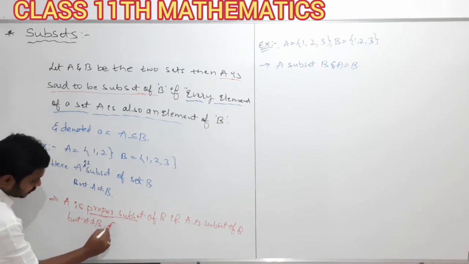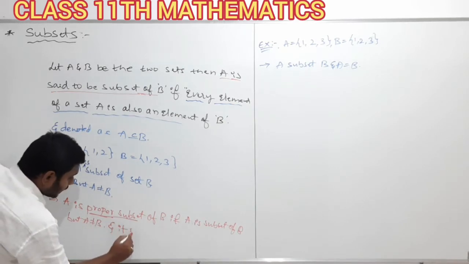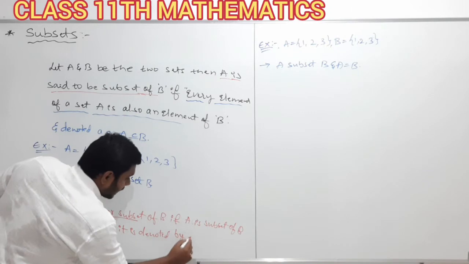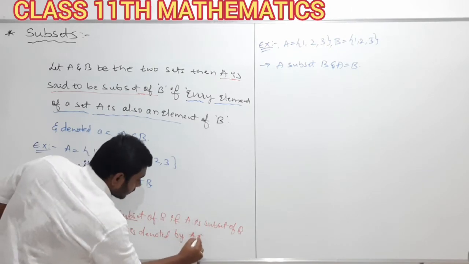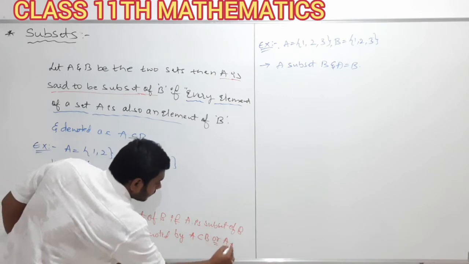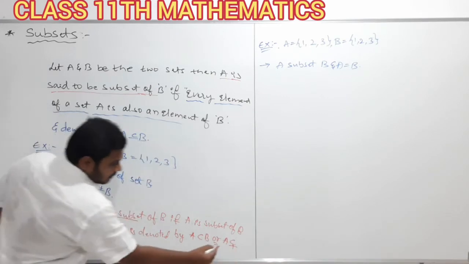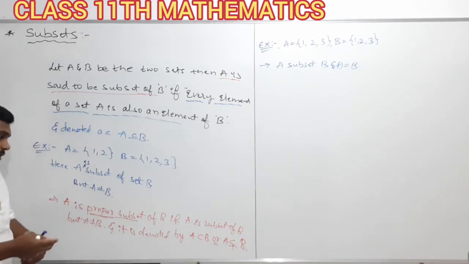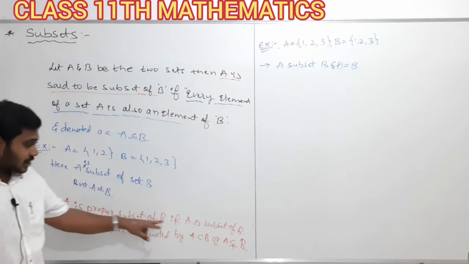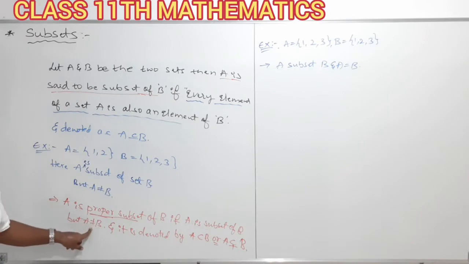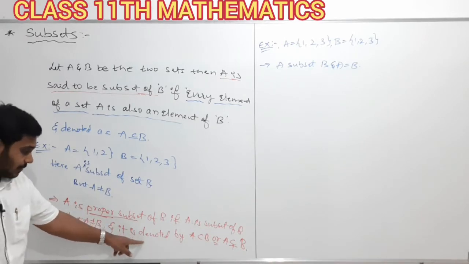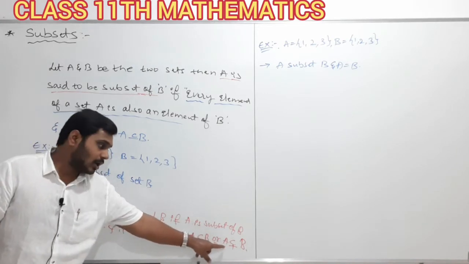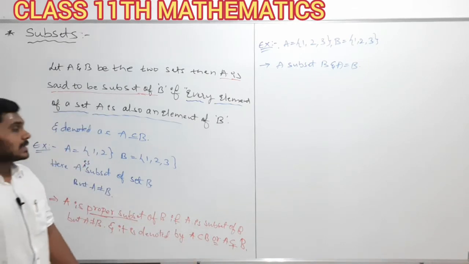And it is denoted, my dear students, like this. We can write like this, or you can write like this. So this is the notation for the proper subset. Proper subset means what, my dear students? A must be a subset of B, but A should not be equal to B. Then the proper subset is denoted like this. Simply you should write like this, or use a symbol like this. So this is the symbol for the proper subset.